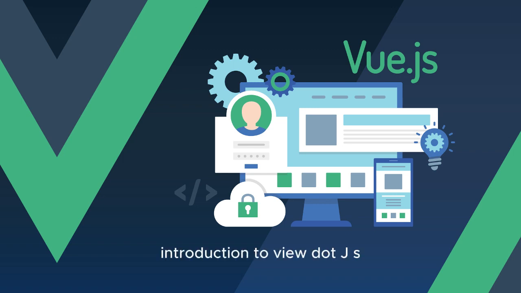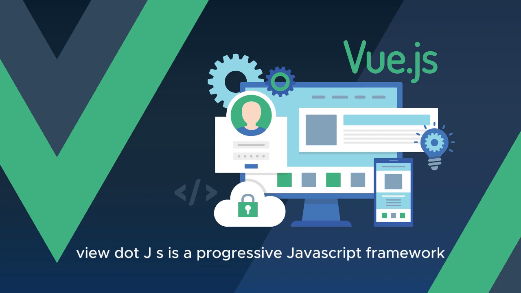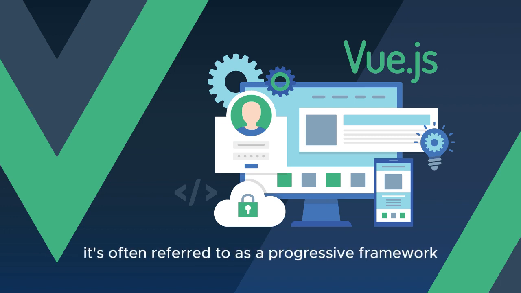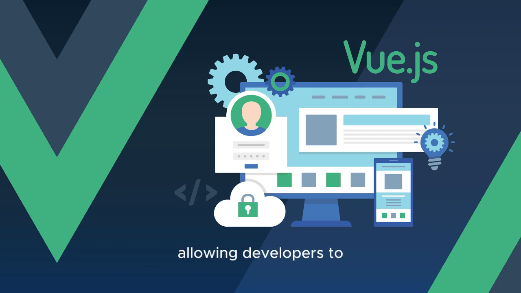Introduction to Vue.js, a beginner's guide. Vue.js is a progressive JavaScript framework for building user interfaces. It's often referred to as a progressive framework because you can incrementally adopt its features, allowing developers to use as much or as little of it as needed.